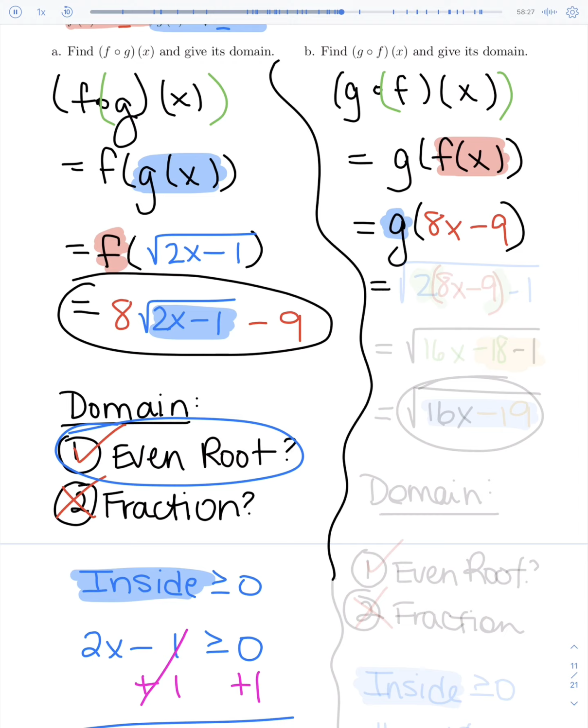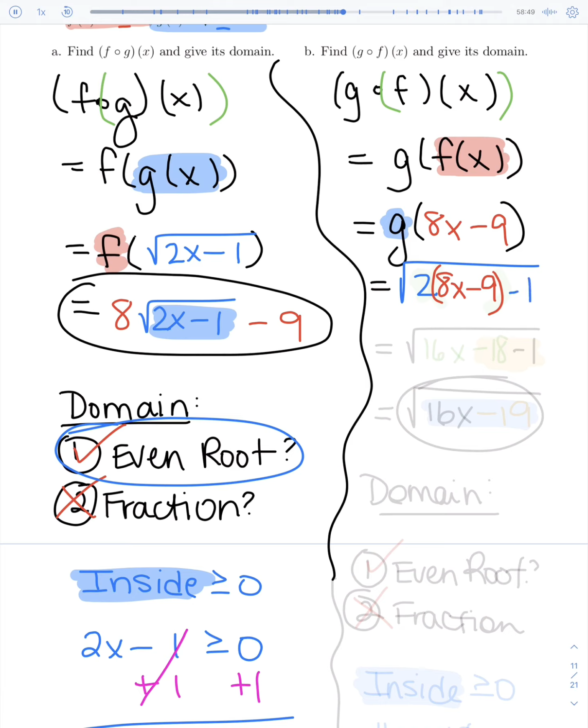So what it'll look like, to start with at least, is our square root of 2. Then our x is going to get replaced by the 8x minus 9. Don't forget your parentheses because everything's all jumbled up together. And then there was a minus, and then there was a minus 1 underneath that root.